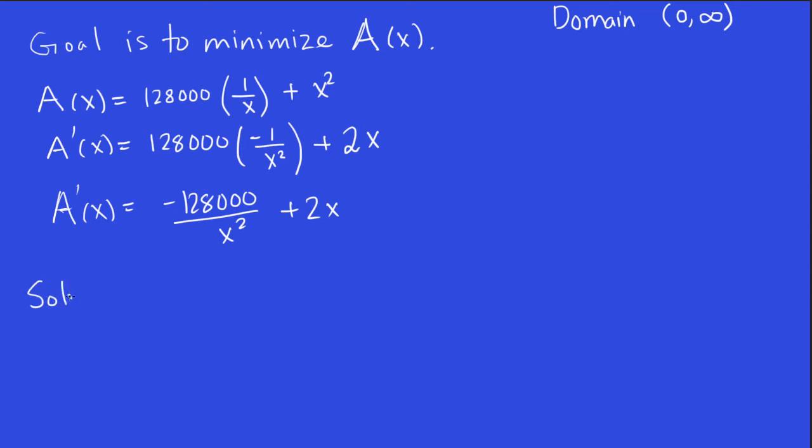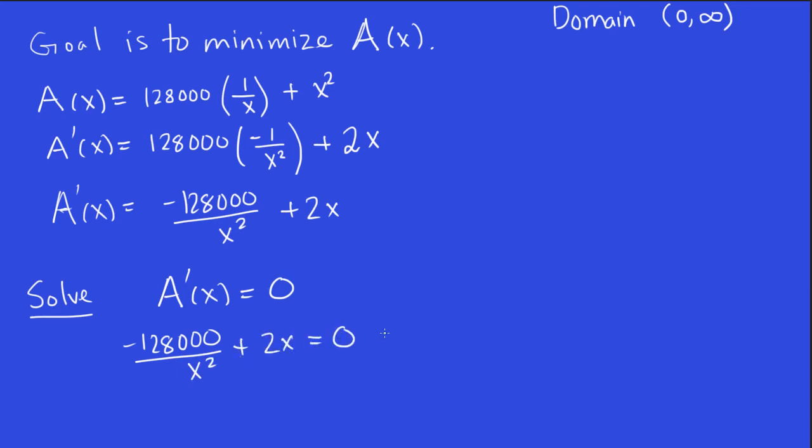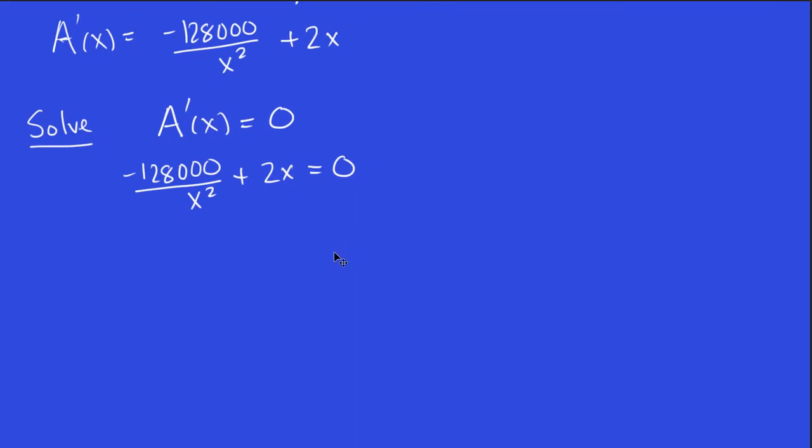So let's solve A prime of x equals 0. So 128,000 over x squared plus 2x equals 0. And if I bring this term to the other side, it's going to become positive. So 2x equals 128,000 all over x squared. If I think of this kind of as over 1 and I cross multiply, 2x times x squared is 2x cubed. 1 times that is still 128,000.